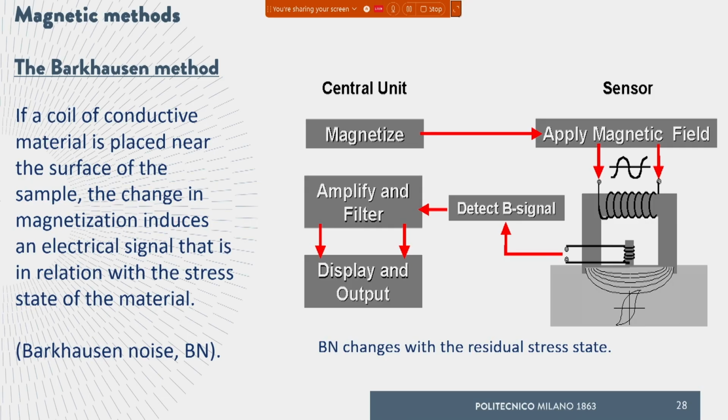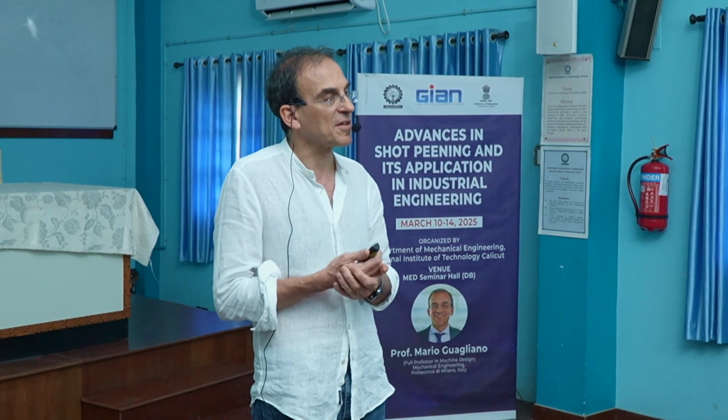Since the orientation, and so the signal, is related to the sign of the residual stresses, by means of the analysis of the signal, we will be able to say if the stress is compressive or tensile. If furthermore we have available some calibration for the same material with the same microstructure, we can also try a quantitative estimation. We can try to say not just compressive or tensile, but minus 400, minus 300, but it's quite difficult, let's say.